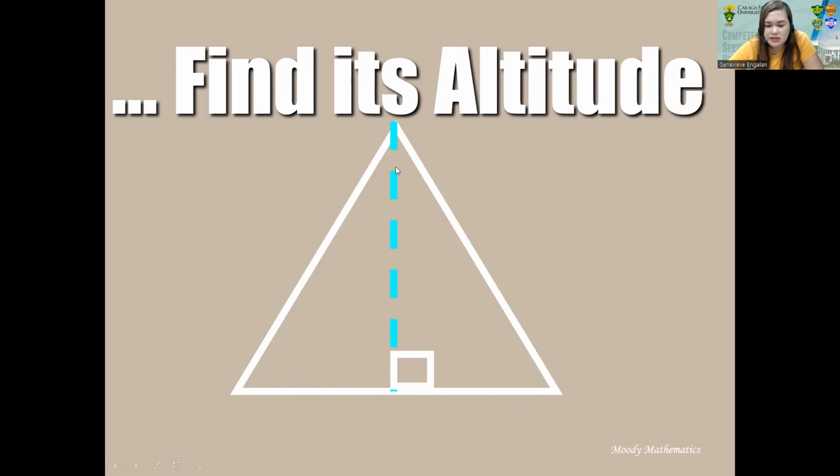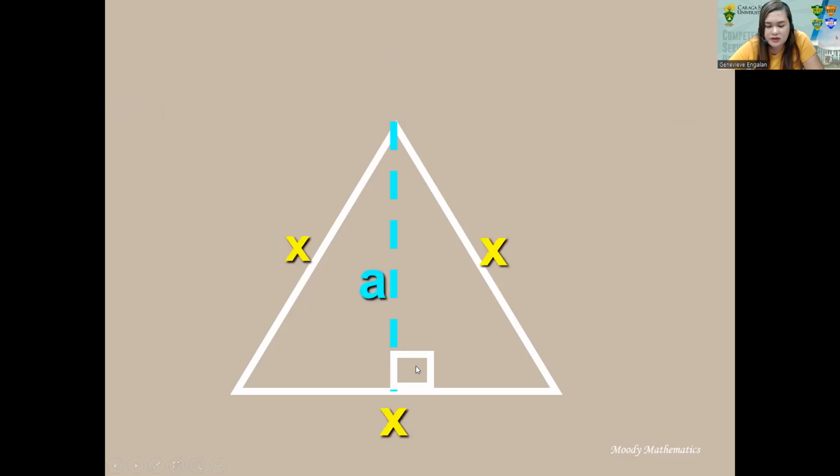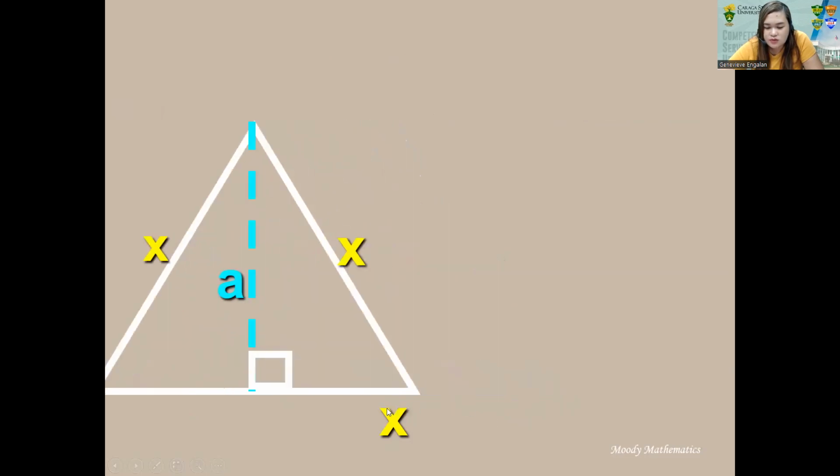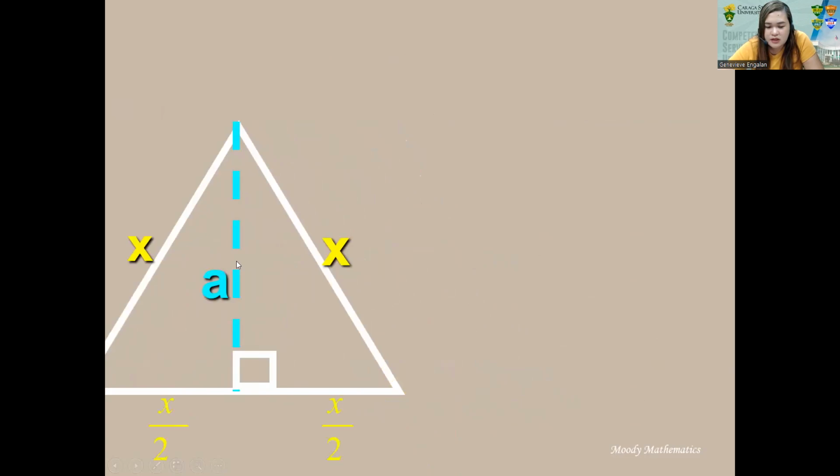Then, since we divided the 60, this will become 30. So, 30, 60, 90. Okay. So again, this half of the triangle is 30, 60, 90. Since x is the length of the base, half of the base will be x over 2. And this is the altitude A. So we have a right triangle here. So, you have A, x over 2, and the hypotenuse is x.